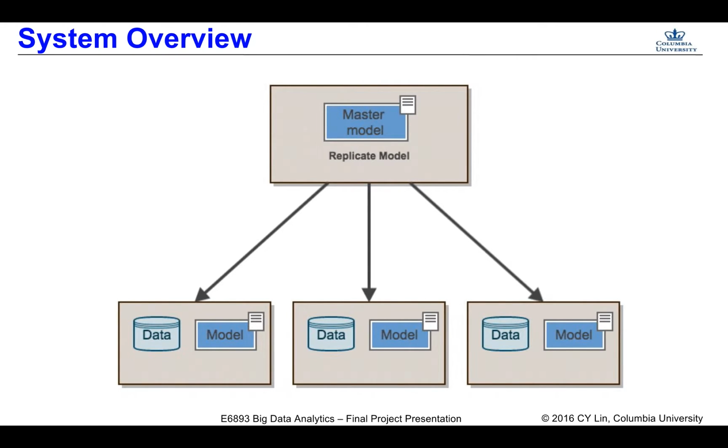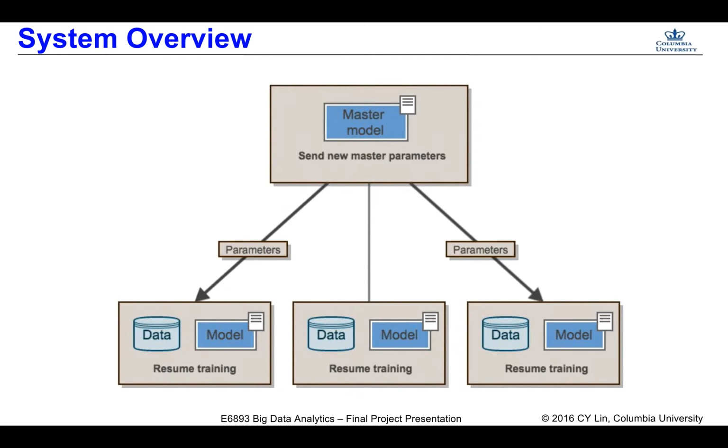So this is a GIF showing this process. As you can see, the parameters are sent to each data and model worker, and the updates are sent back to the master model to be combined.